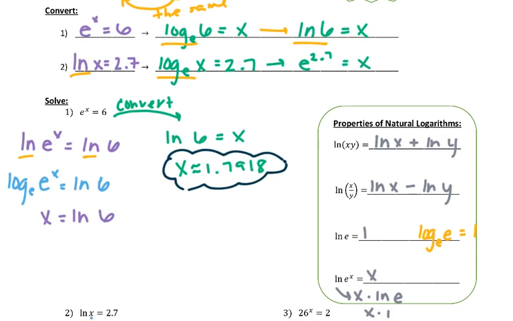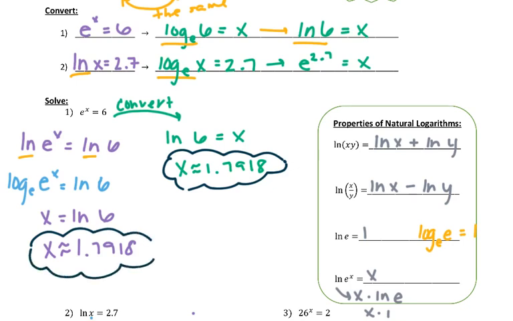Okay. Typing that into your calculator, you're going to get x as approximately 1.7918. Decimal didn't show up. Okay. So regardless of if you take a natural log of both sides or you convert, you are going to get the same answer. It does not matter which method you take.